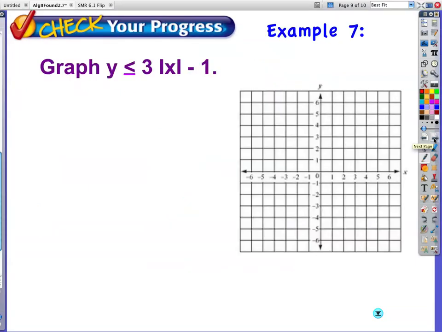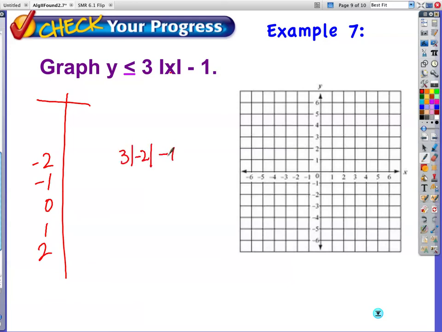Okay, graph y is less than or equal to 3 times the absolute value of x minus 1. Here we go again, table of values. The only thing is we got to keep our mind open. We got to find that V in our graph. So if I put negative 2 in, let's see what this comes out to be. The absolute value of negative 2 is 2. 2 times 3 is 6. 6 minus 1 is 5. So I'm going to graph negative 2, 5.